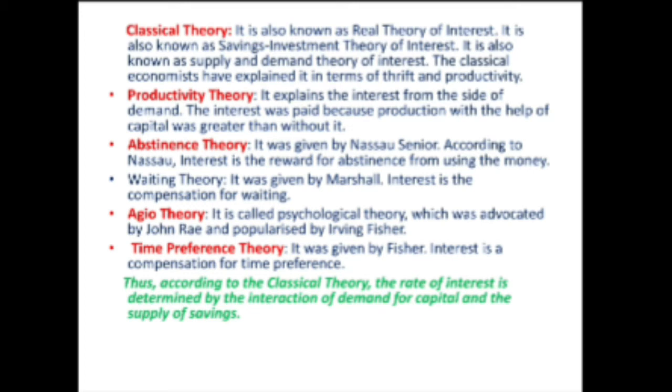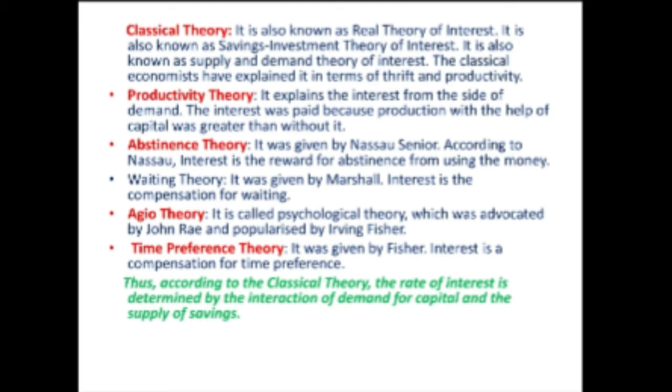Then we have abstinence theory. It was given by Nassau Sr. According to Nassau, interest is the reward for abstinence from using the money. So basically what he's meaning to tell is that a person receives interest because he abstains from using that money and gives it to somebody else who will use it for the time being.